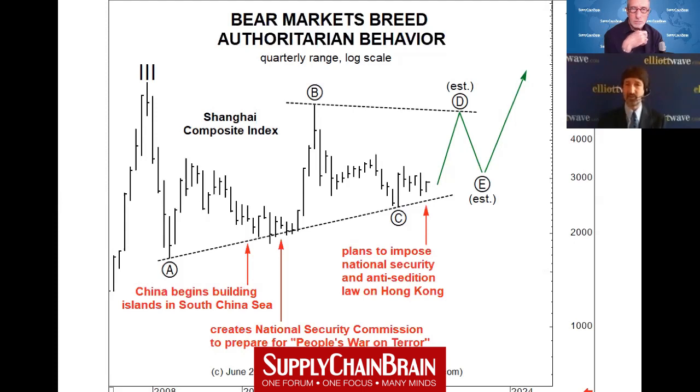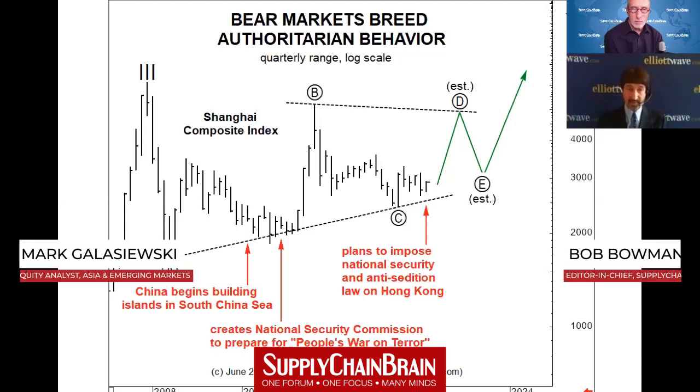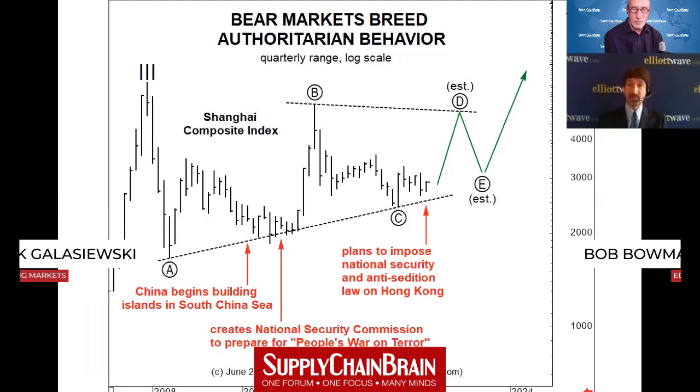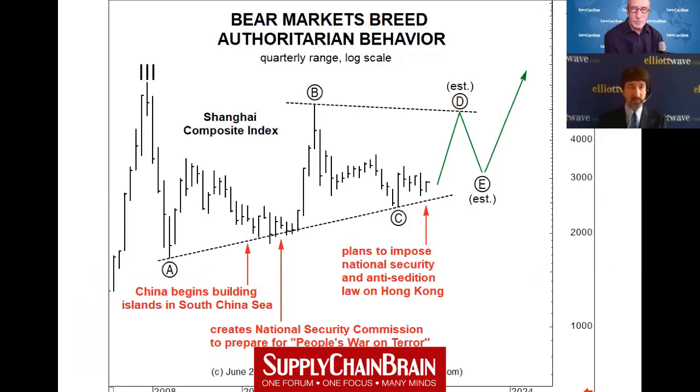the South China Sea, very aggressive international expansion. And in 2013, it created a National Security Commission to prepare for the People's War on Terror. This was in response to several incidents regarding Muslim extremists in Western China, and we now know that this was essentially the foundation for what would become the detention camps that were built between 2016, 2017, and 2018, to house and supposedly re-educate the Uyghur Muslim people.